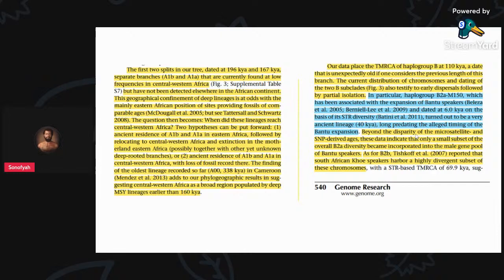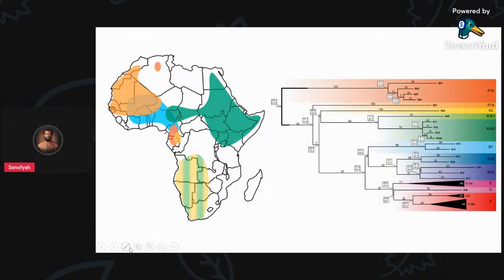So right here is a chart from this paper we were just reading, and it shows these lineages that encompass Africa, particularly the ancient lineages within Africa. For example, if we look right here in the green, in the far right within East Africa, and correspond that to the phylogenetic tree over here, the ancient lineages within East Africa would be A3B, for example.